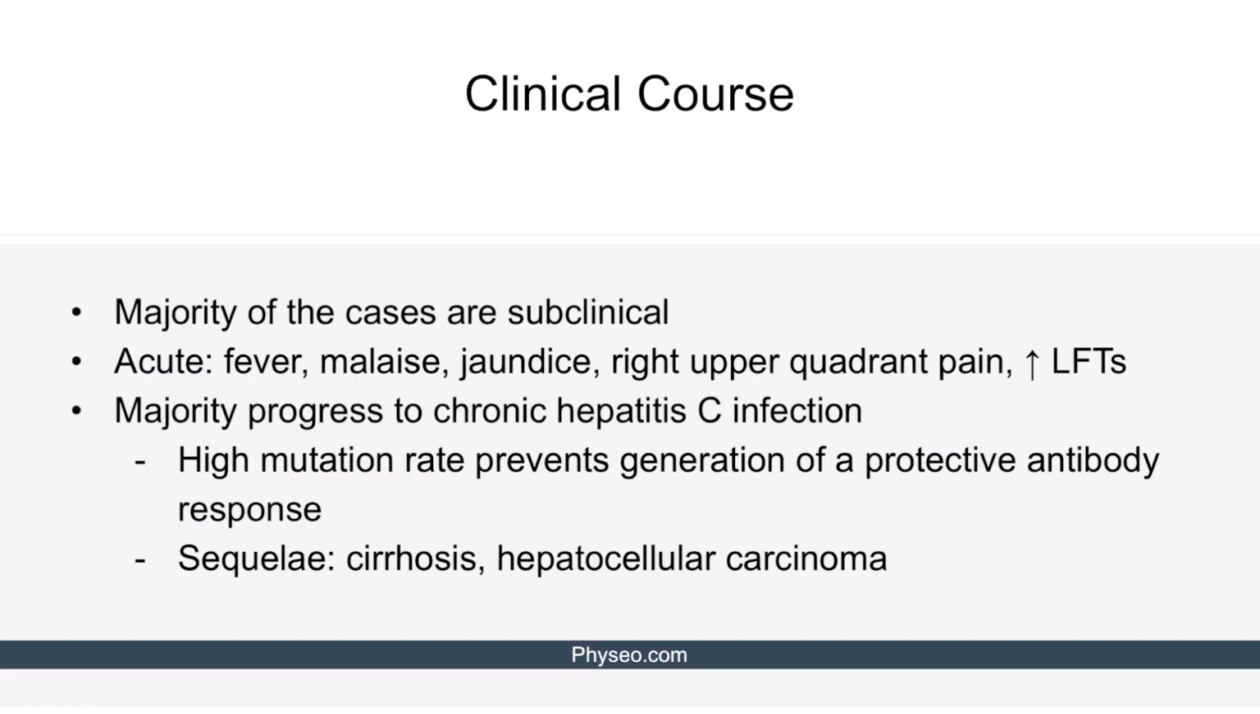Similar to hepatitis B, the majority of cases are subclinical, when acute clinical features are fever, malaise, jaundice, right upper quadrant pain, and elevated LFTs, just like in any acute viral hepatitis. The majority of cases progress to chronic hepatitis C infection.